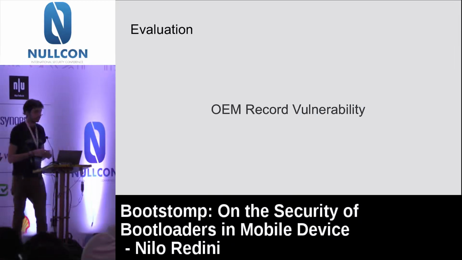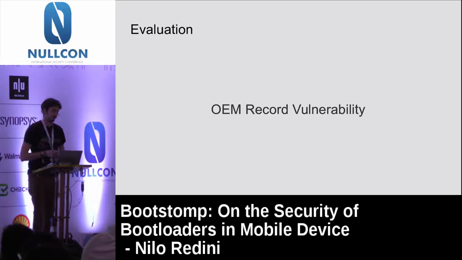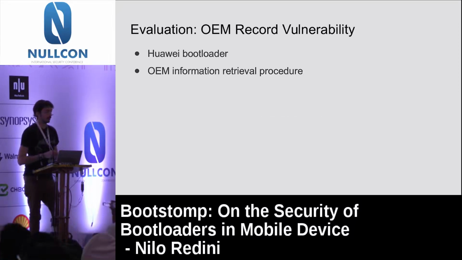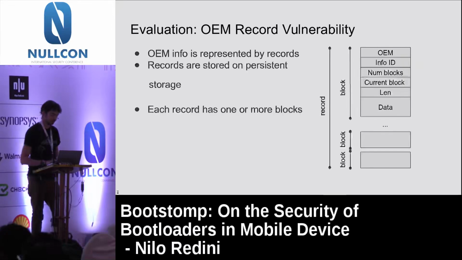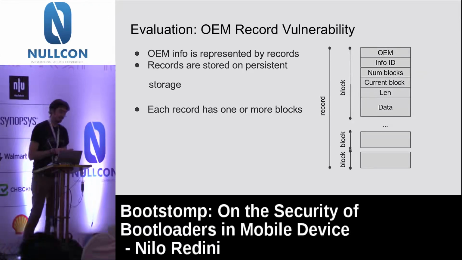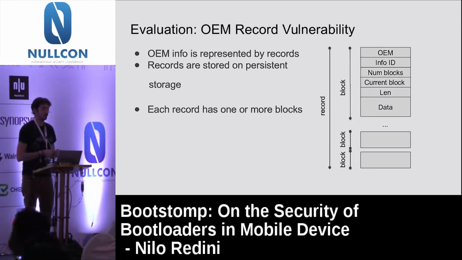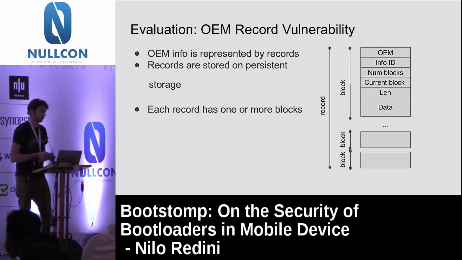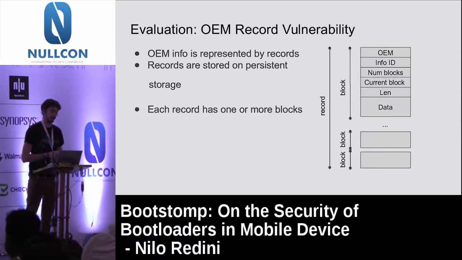Okay, I'm going to show you now a very interesting vulnerability that we found in one of our bootloaders. The bootloader in question is the Huawei bootloader, and the vulnerability was due to how the OEM information retrieval procedure was implemented. So in Huawei, OEM info is represented by records. Records are stored on persistent storage, and each record has one or more blocks. Each block contains a few pieces of information, like the information ID, the number of blocks composing the record, the current block number, data, and the length of the data.